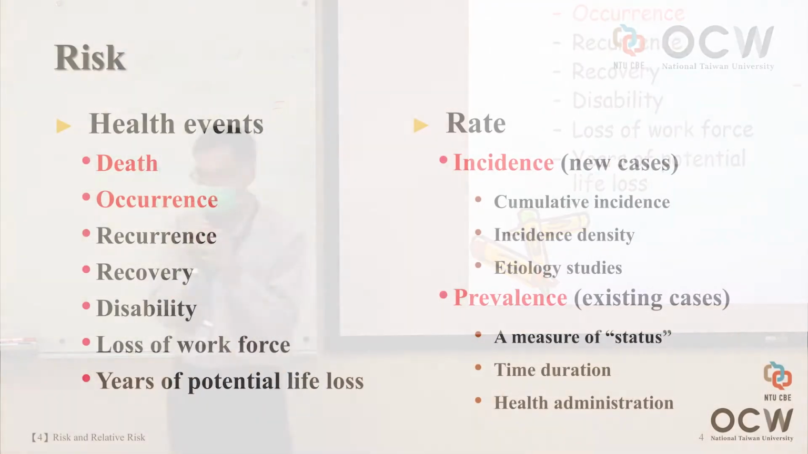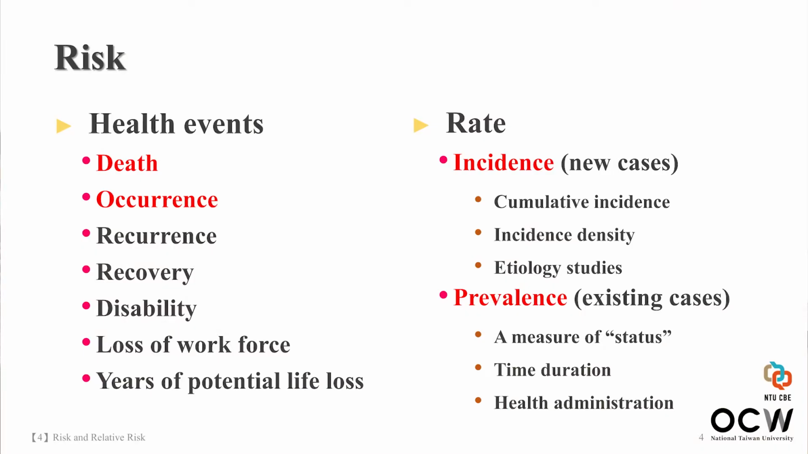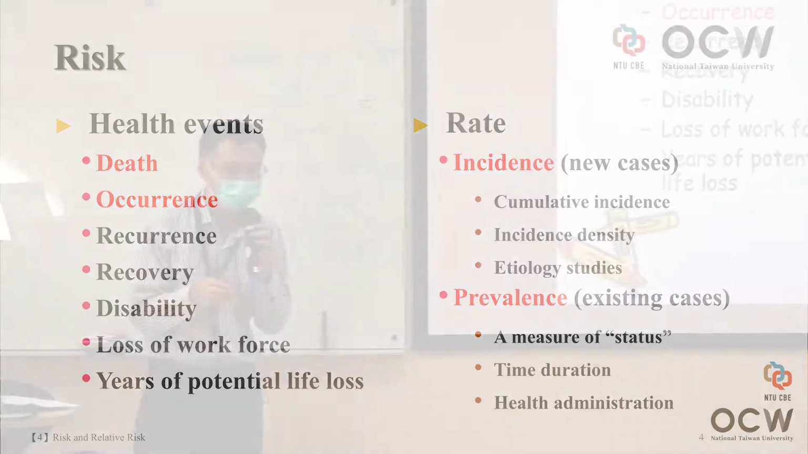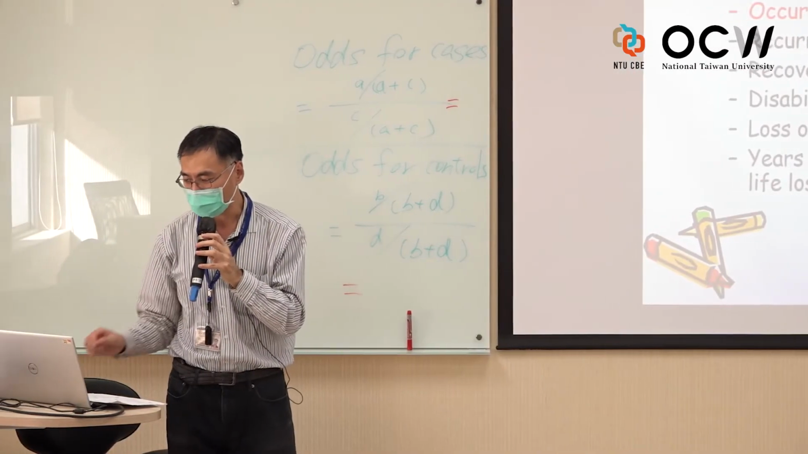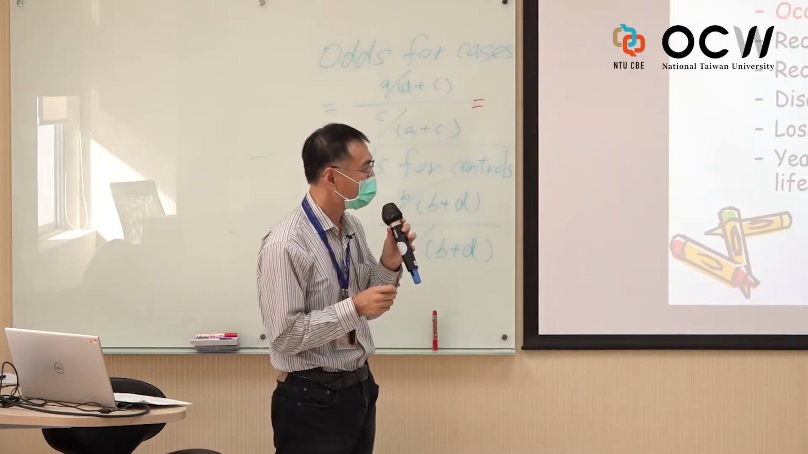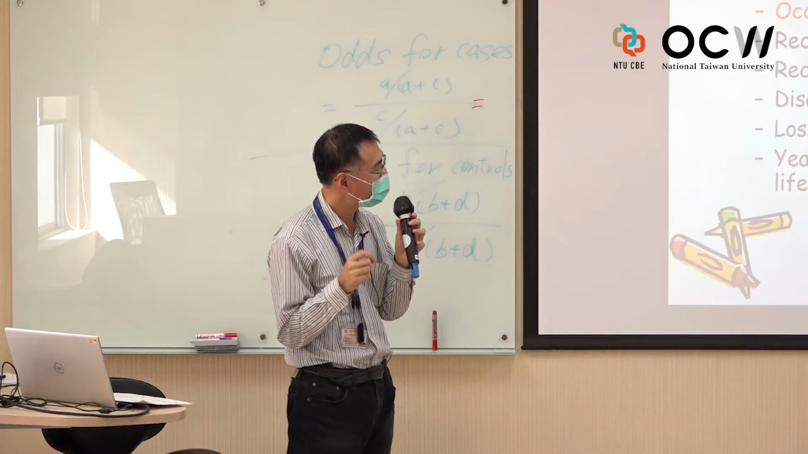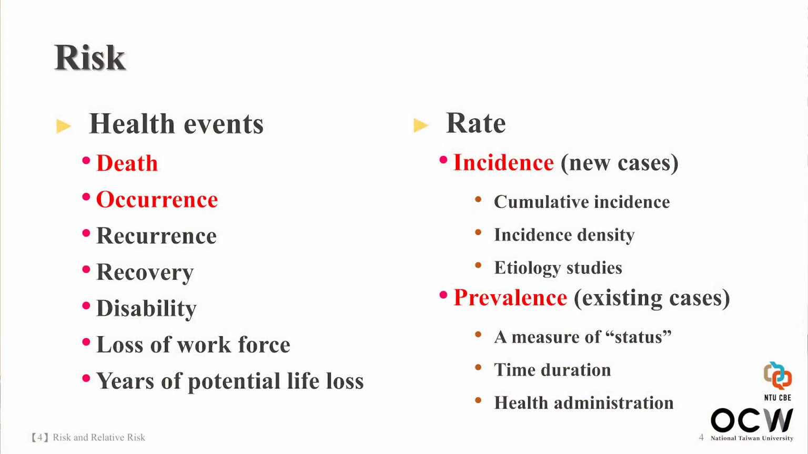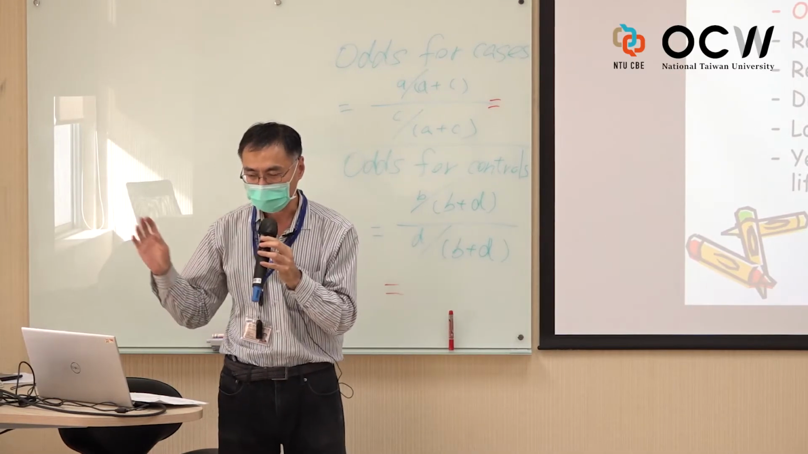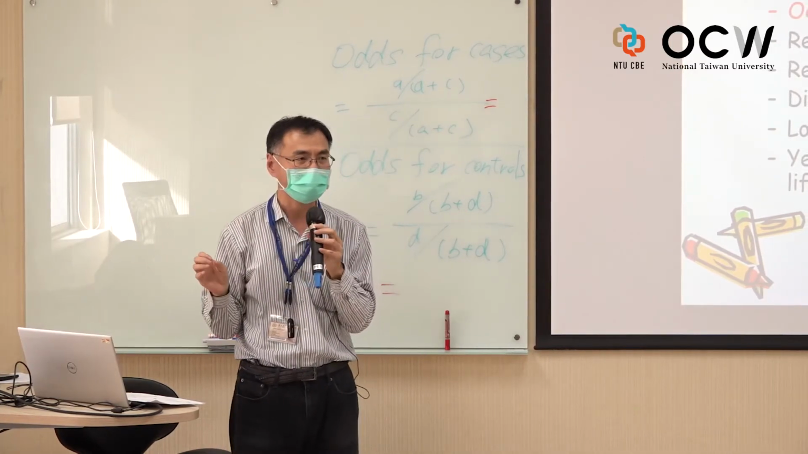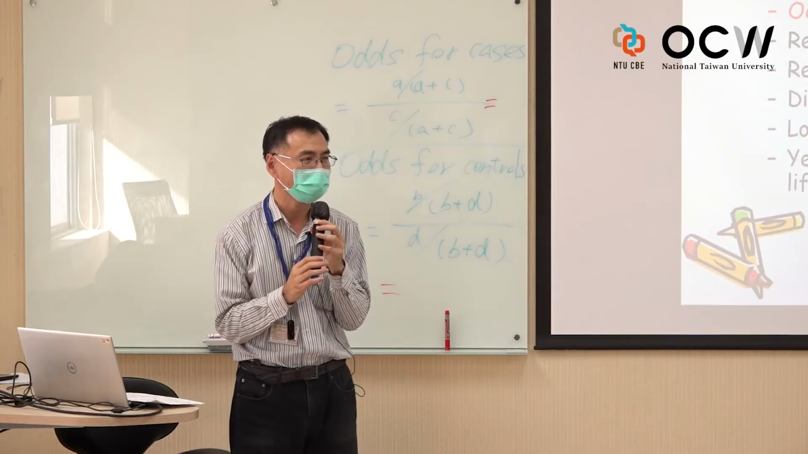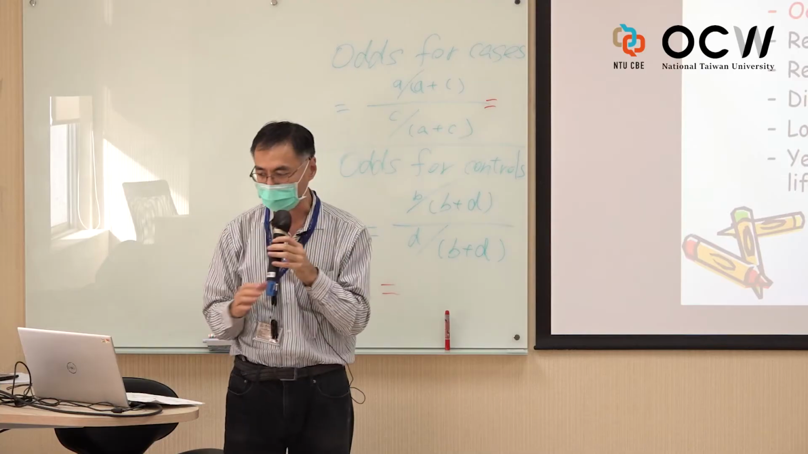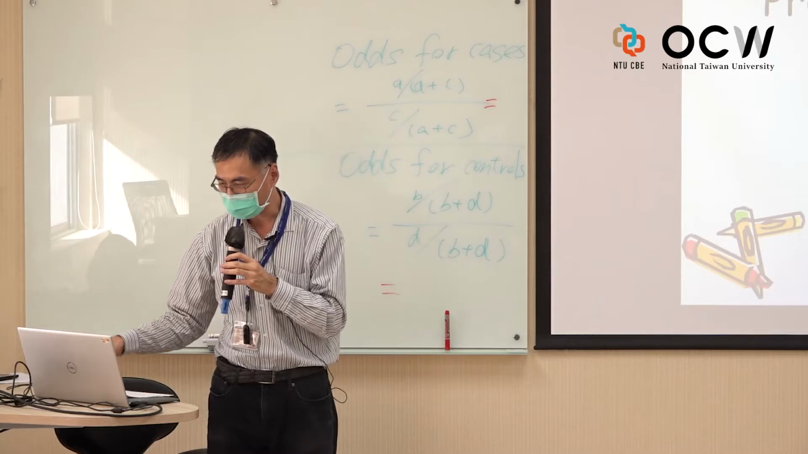Okay, and prevalence is the idea of emphasizing existing cases. It's just a measure of the status at a specific time point or a period of time. So you need to specify a time duration if you are calculating the period prevalence. But it's more useful for health administration, because you need to know the total number, the prevalence of people with a specific disease, in order to manage the staff or the medical resources. So that's the review for what we have.